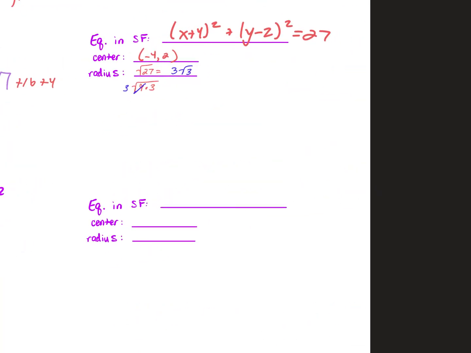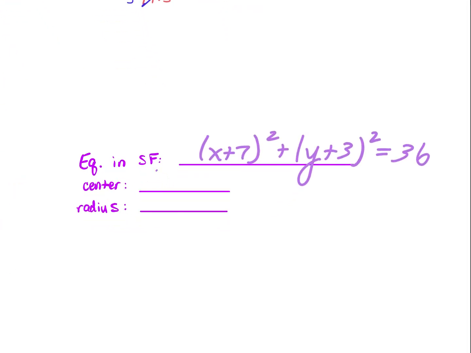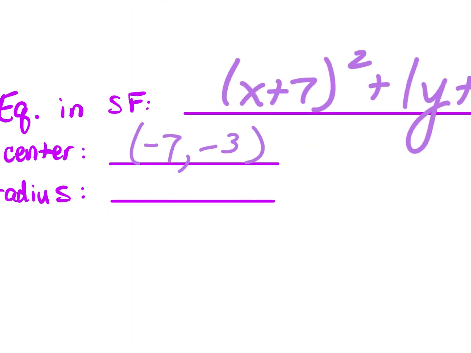Was it plus 7, plus 3? Okay, so x plus 7 squared plus y plus 3 squared equals 36. What is the center? -7, -3. Perfect. And what is your radius? The square root of 36, which equals 6, right? Good.